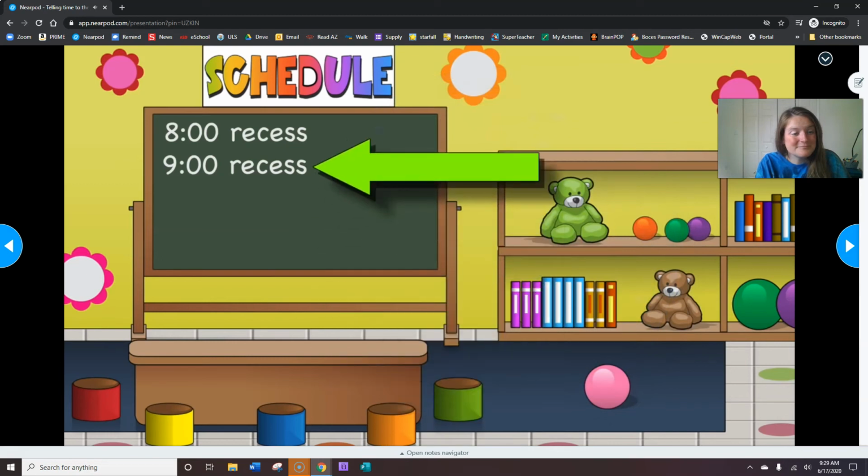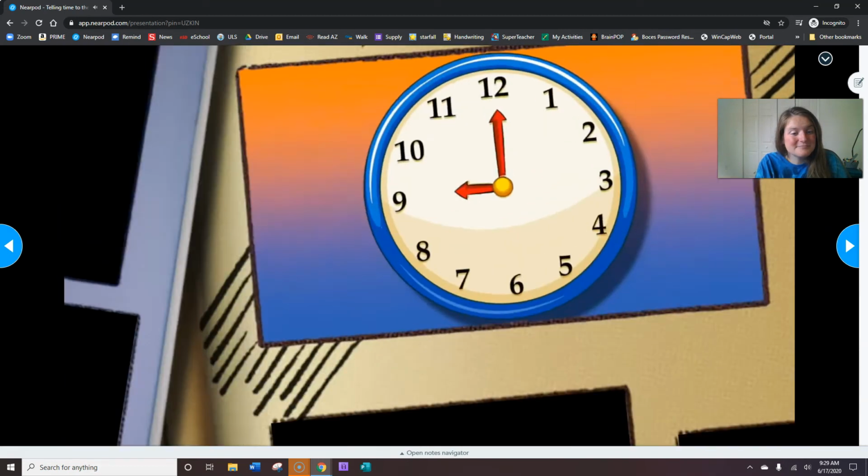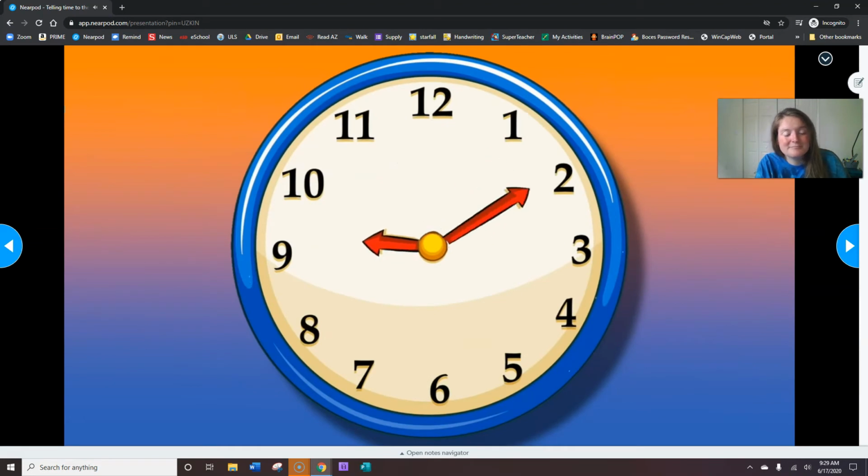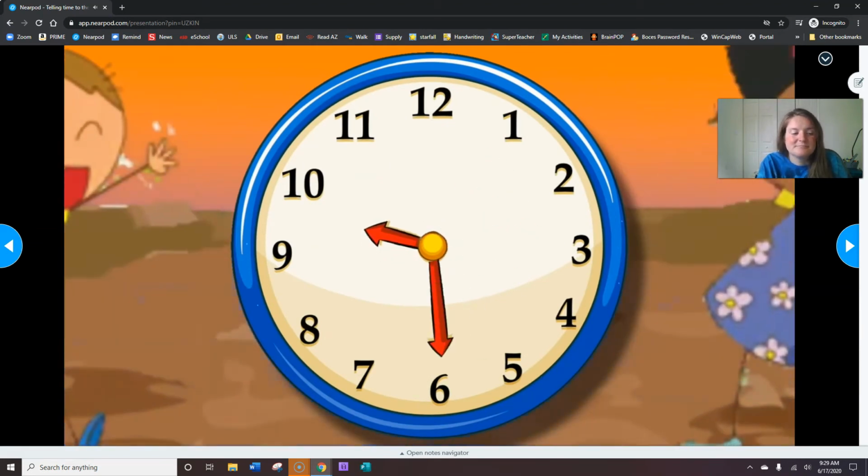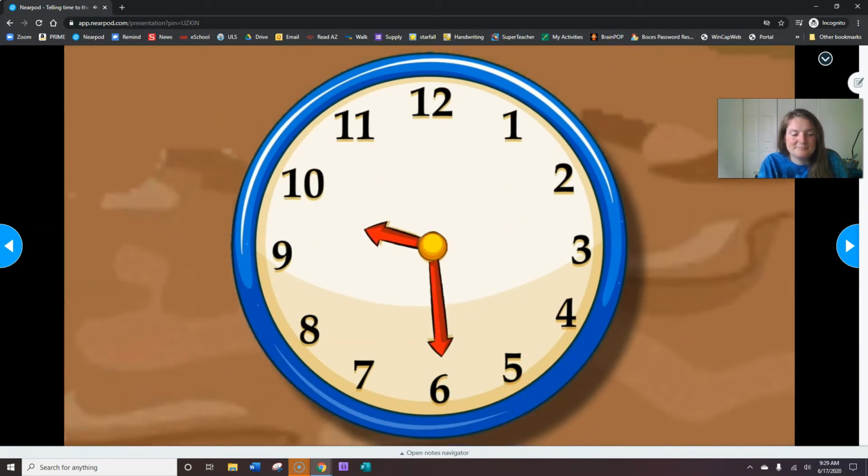Another recess? Sweet! It wasn't 9 o'clock, it was 9:30. Big hand on the 6, we were really very dirty. Big hand on the 6, and we knew that it meant 30. Between the 9 and 10, we saw the little hand go. Recess was over and we screamed, oh no!